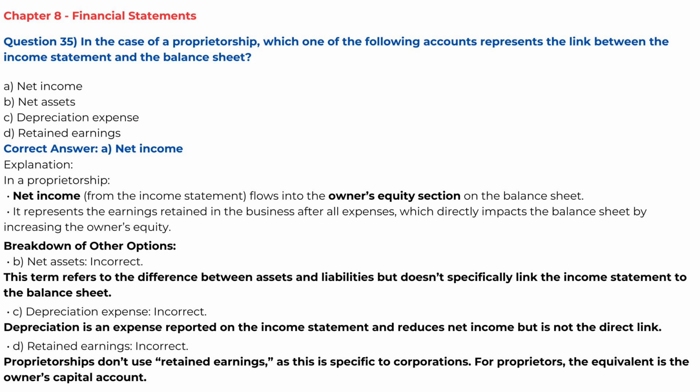B. Net assets. Incorrect. This term refers to the difference between assets and liabilities, but doesn't specifically link the income statement to the balance sheet. C. Depreciation expense. Incorrect. Depreciation is an expense reported on the income statement and reduces net income, but is not the direct link. D. Retained earnings. Incorrect. Proprietorships don't use retained earnings, as this is specific to corporations. For proprietors, the equivalent is the owner's capital account.